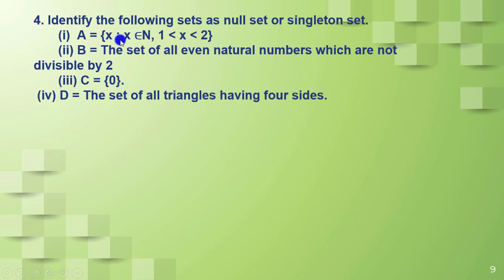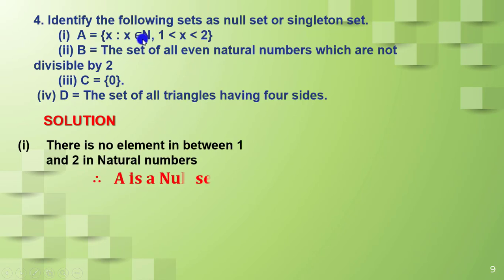Our first problem is the set A containing the elements x such that x belongs to N and x is greater than 1 and less than 2. Now, let us see the solution. Here, the set A is equal to the set of x, where x is a natural number. There is no natural number in between 1 and 2. So, we call A a null set.